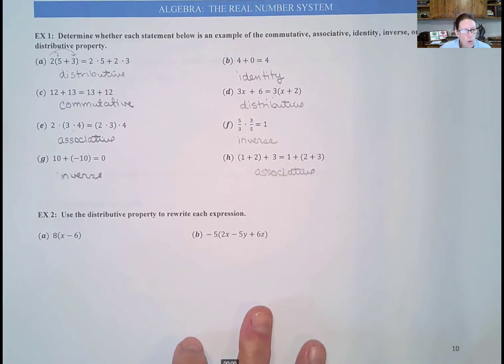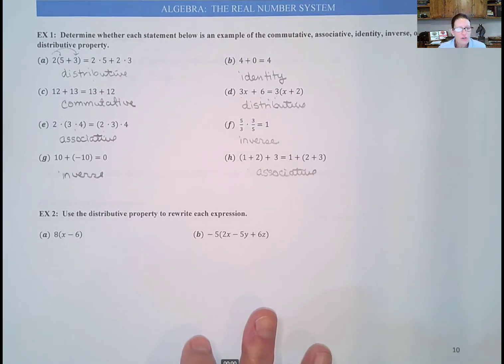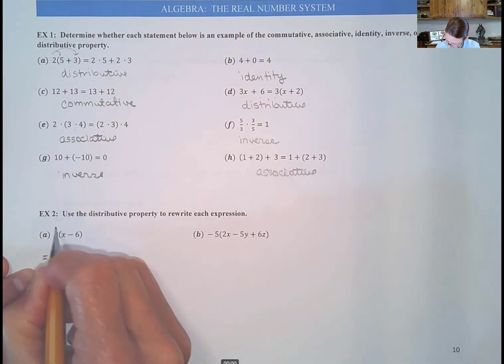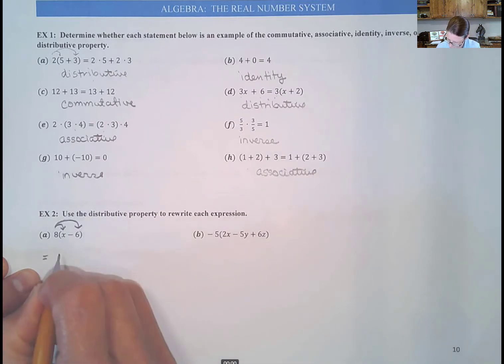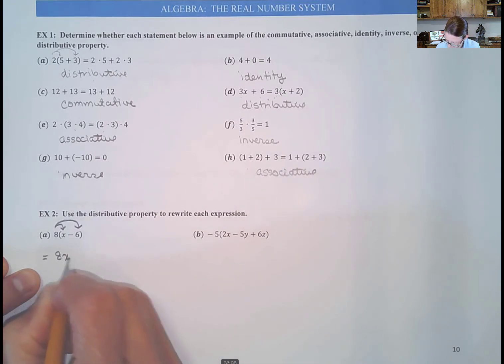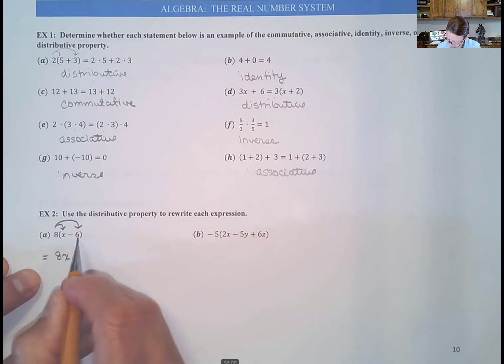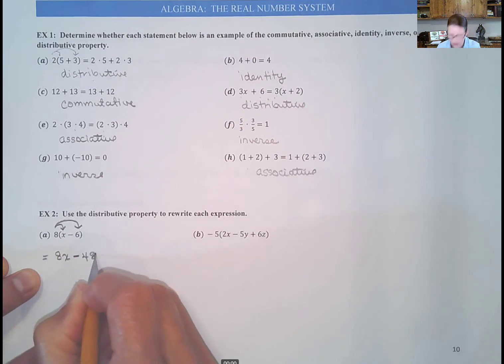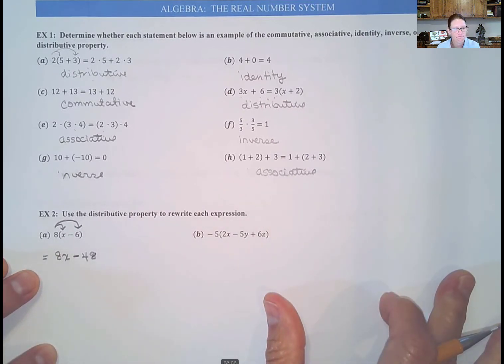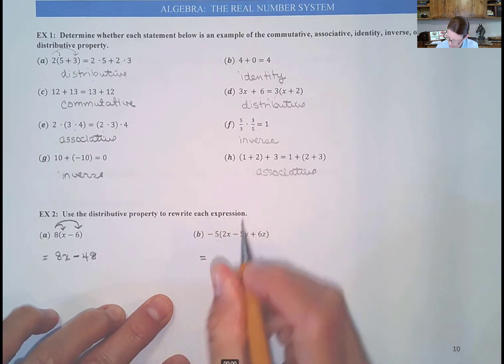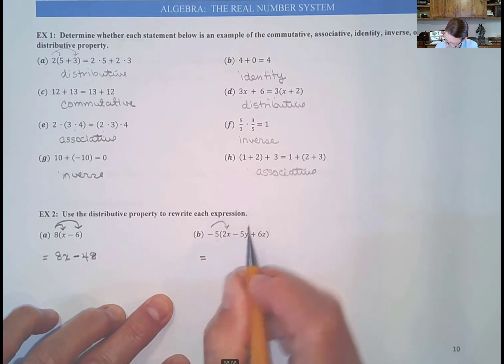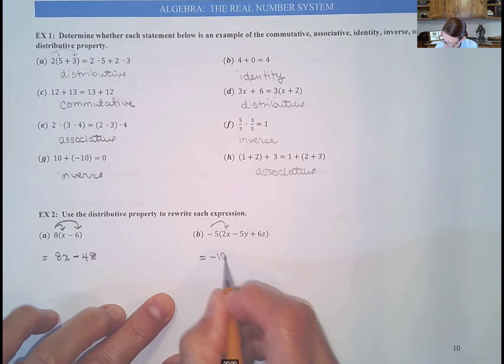Second example, we're going to use the distributive property to rewrite each expression. So in part A, we'll distribute the 8 by multiplying it through the parentheses and write 8 times x minus, now 8 times 6 is 48, so let's go ahead and multiply there. In part B, we're going to distribute negative 5. Negative 5 times 2x is negative 10x.